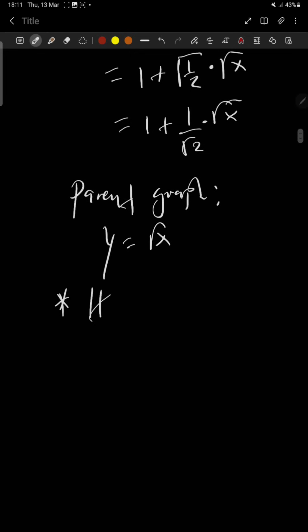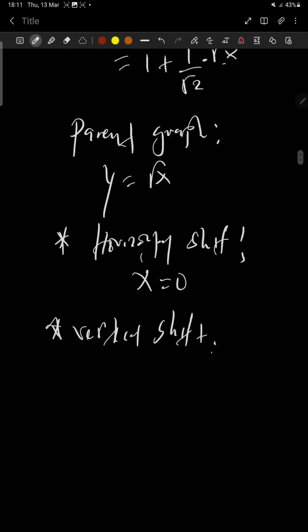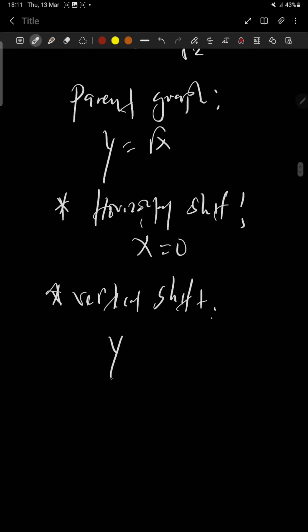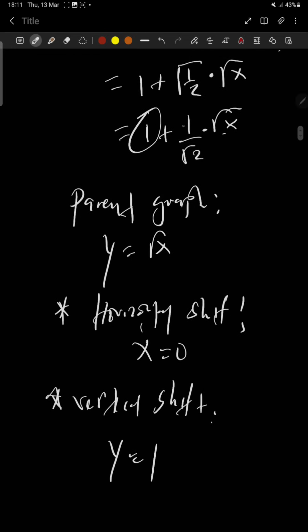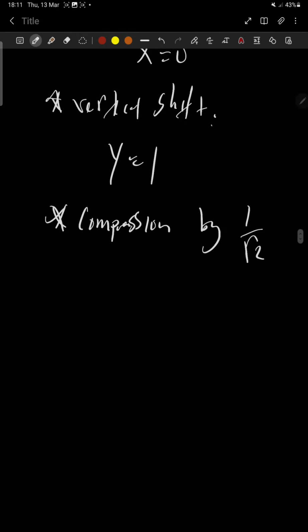Secondly, is there any horizontal shift? Our horizontal shift, yes, there is. Horizontal shift is x equal to 0. You equate this to 0. After that, do we have a vertical shift? Yes, we do. What is our vertical shift? Our vertical shift is a number away from the square root. Then after that, what does this represent? Is this bigger than 1 or less than 1? This is less than 1, isn't it? So we're going to have a compression, by 1 over the square root of 2. So we have everything. Now we can sketch.